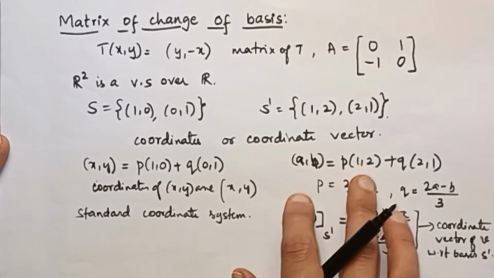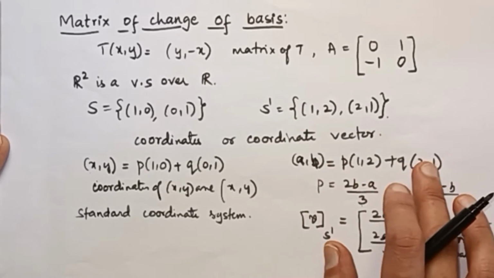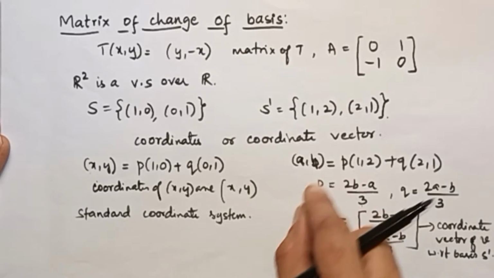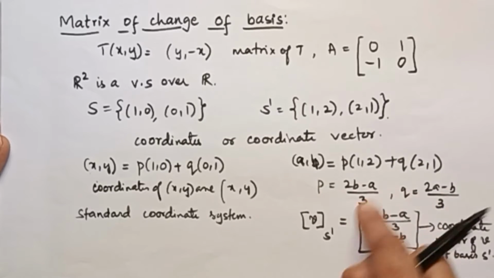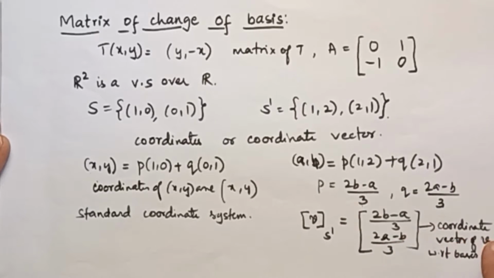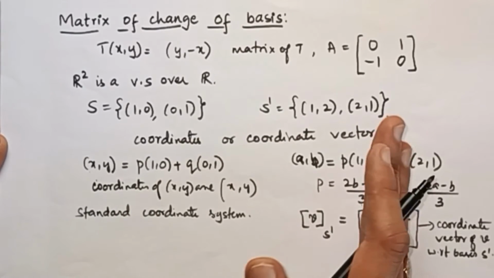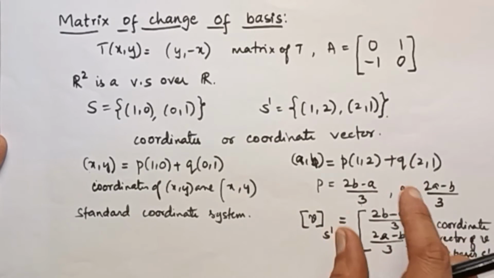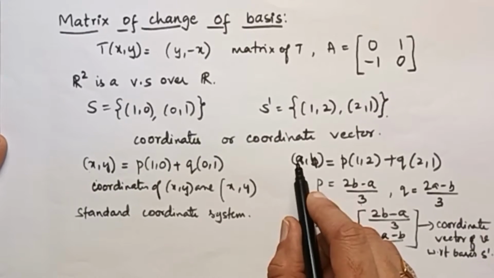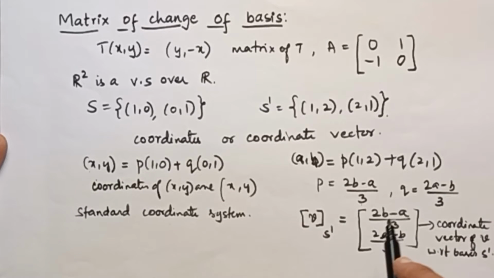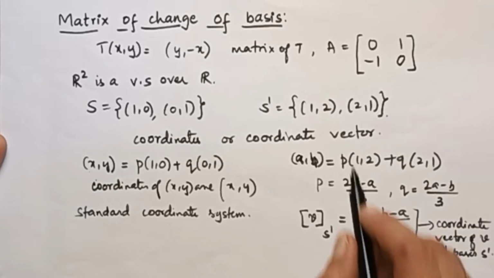So you have to write that vector as a linear combination of the given basis vectors. Then you will get those p and q values. That gives you the coordinate vector of v with respect to basis S'. That means this gives you a standard coordinate system. This gives you a new coordinate system where the same vector v with coordinates a and b is called like this. That is how to represent the vector under the basis S'.